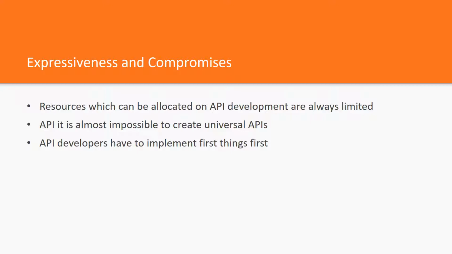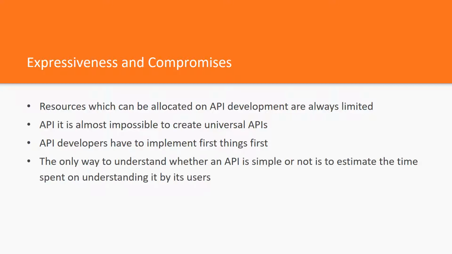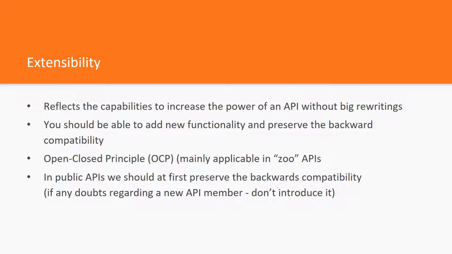Extensibility is the next major characteristic. This characteristic reflects the capabilities to increase the power of an API without big rewritings. There are a couple of nuances regarding this characteristic. We can look at extensibility from the perspective of adding new functionality and preserving backward compatibility. The design should strive to be capable of adding new functionality.